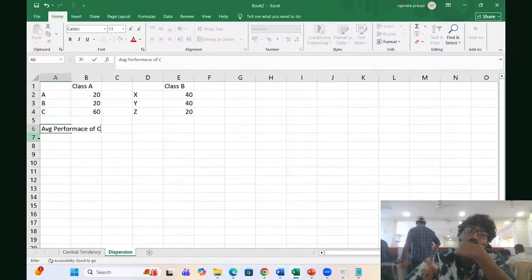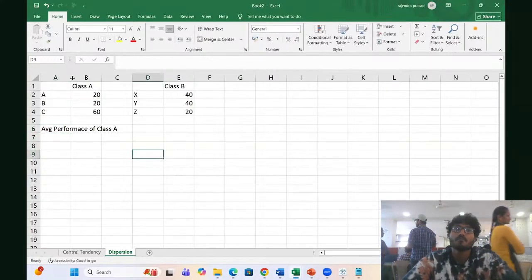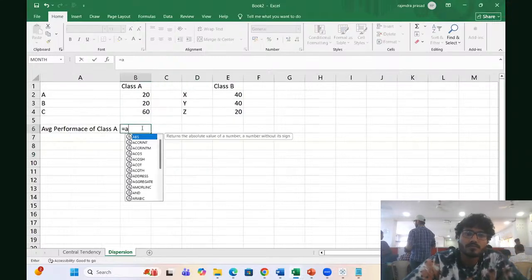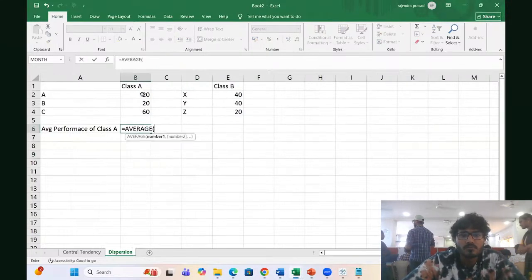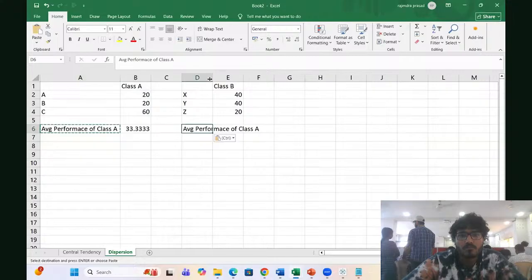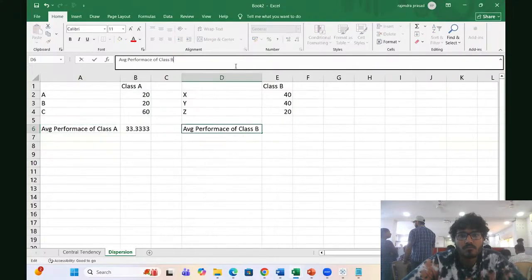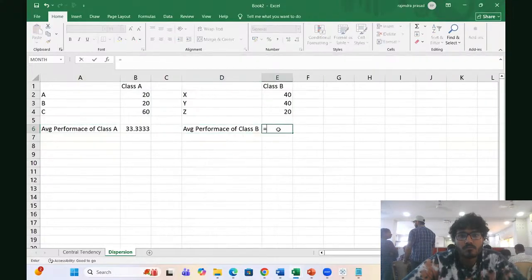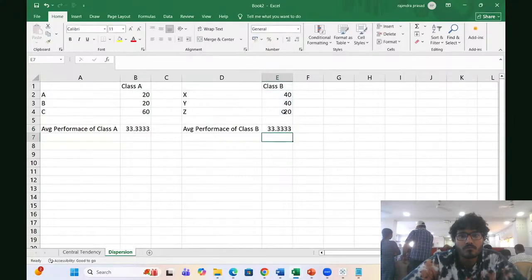So let's say the average performance of class A. How do you calculate it? It equals the average of these test scores. What is the average test score? 33.3%. Let me calculate the average performance of class B. How? Same, the average formula. What is this? 33. If you're completely taking the decision by looking at central tendency, what do you say? Class A and class B have the same performance. You can send anyone. So I sent class A.